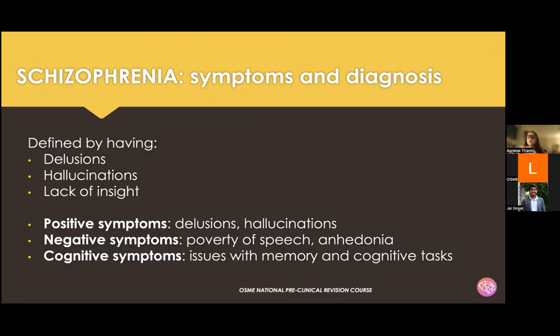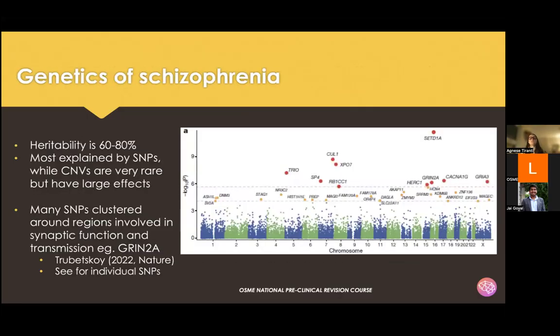It's thought that sometimes the cognitive symptoms might precede the positive and the negative symptoms. So genetics: we know that schizophrenia has a high heritability, which is thought to be 60 to 80%. They think that most of this is explained by SNPs, so single nucleotide polymorphisms. However, copy number variants, which are very rare, have much larger effects. So probably both of them have a role in the population. SNPs are very common and all in all explain most of the effect. However, copy number variants, when they are modified, will probably cause disease.